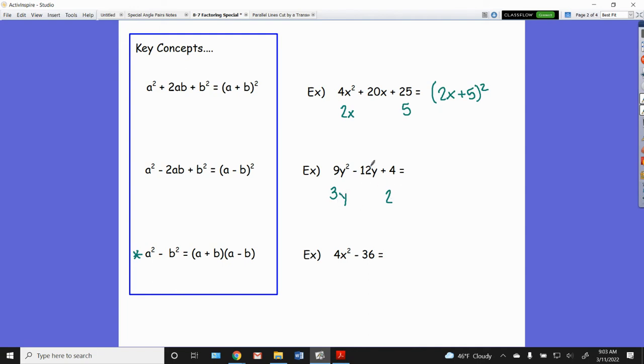Now, guys, 2 times 3y is 6y. Double 6y, you get positive 12y, which means that in between this one, I would put a subtraction sign to make it negative 12y. Once again, if you do not see this cheat code, it is okay. You can still get there doing the old-fashioned way, okay?